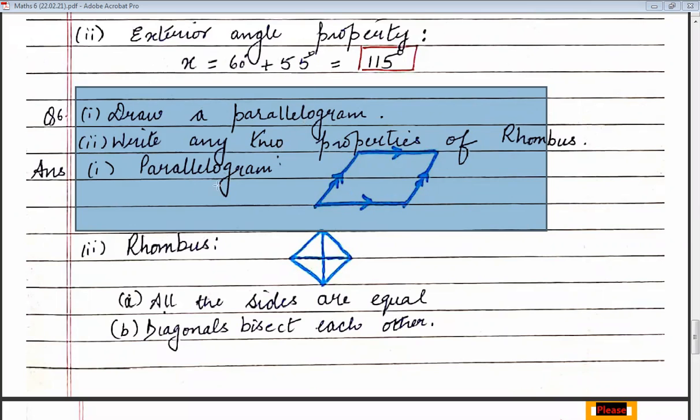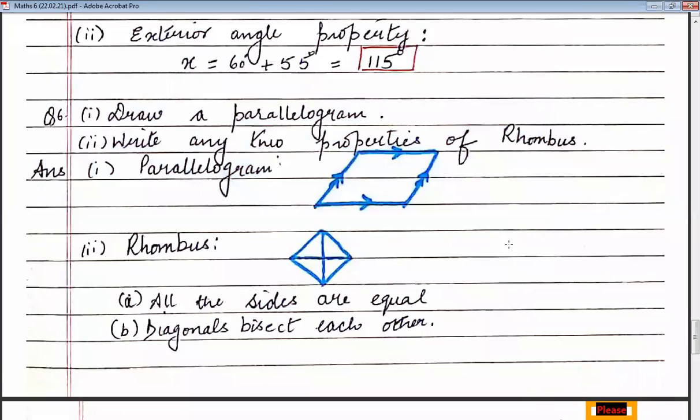Now in the next part, you have to write any two properties of rhombus. So now children, let's discuss the properties of rhombus. In the rhombus, all the four sides are equal and the diagonals bisect each other. They bisect each other means this is equal to this one. So your diagonals bisect each other and all the sides are equal. Is it clear, students? So this is your rhombus.